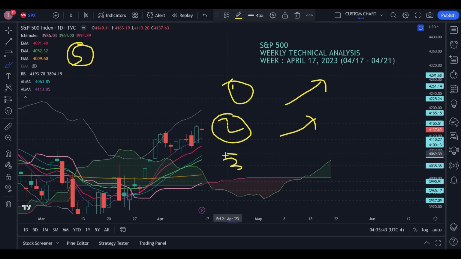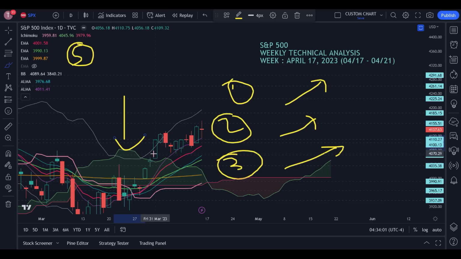Number three, the technical indicators are aligned bullish. Technical indicators are supporting the short-term bullish trend. This means that these three factors are saying that, as of now, the entire US stock market has no reason to give up heavily.